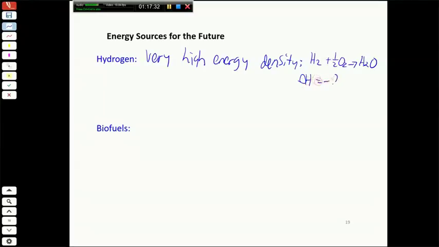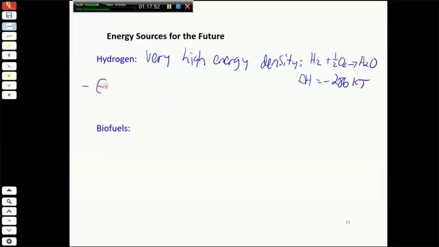Delta H for this is minus 286 kilojoules. So it's a pretty good amount of energy, and hydrogen is very light. One mole of hydrogen only has a mass of 2 grams. So compared to liquid fuels like gasoline, it's much lighter weight, so it stores a lot more energy per mass. Now that's the advantage of hydrogen.